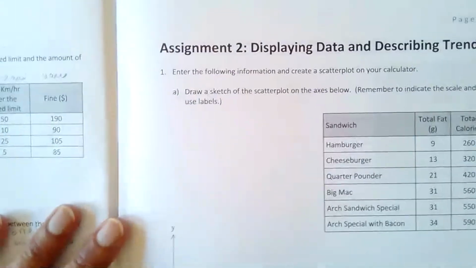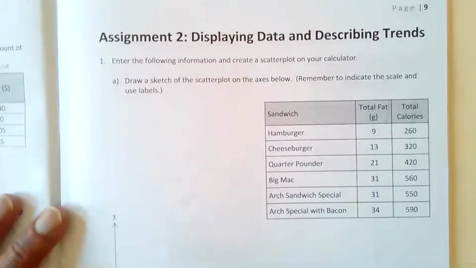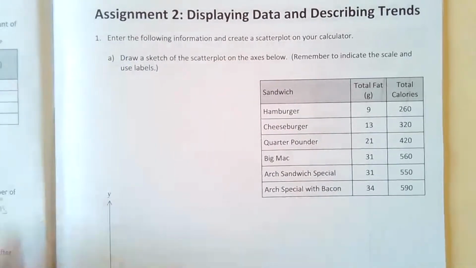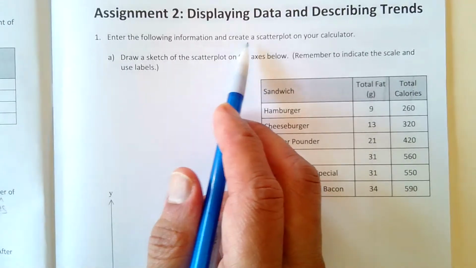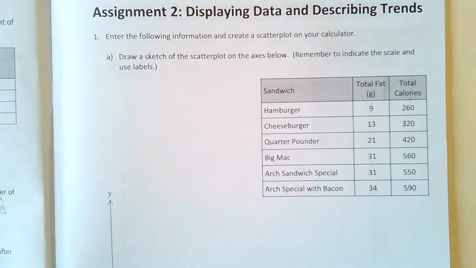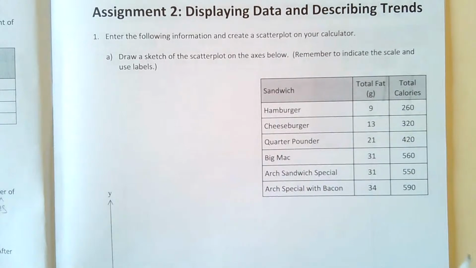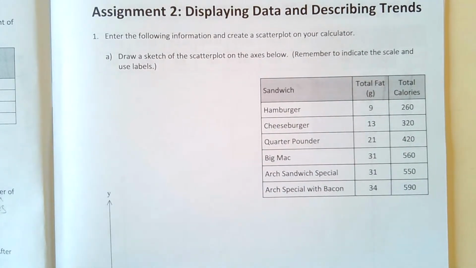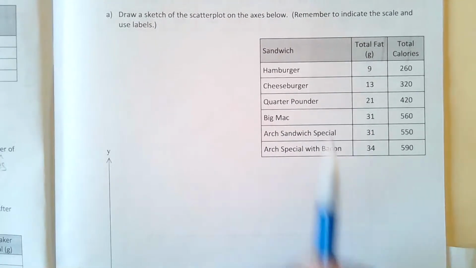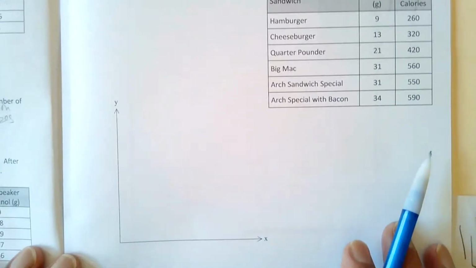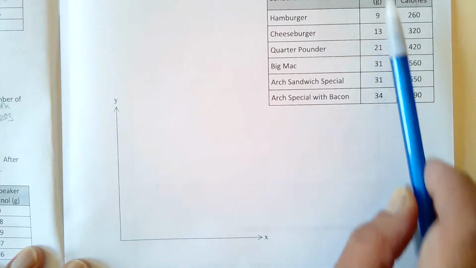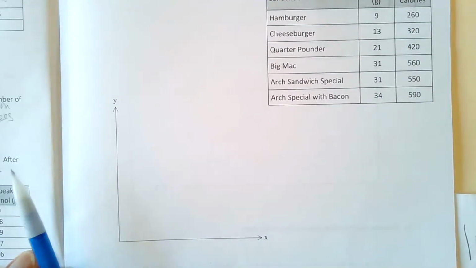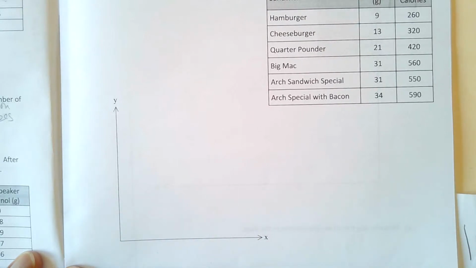Let's look at the first question here. They tell you to enter the following set of information, create a scatter plot on your calculator. But before I use a calculator, let's create one physically here. So we're going to sketch this graph, and here we have our x and y coordinates. Now, because these are positive values, we don't need quadrant 2 or quadrant 3 or 4, because these are all positive.